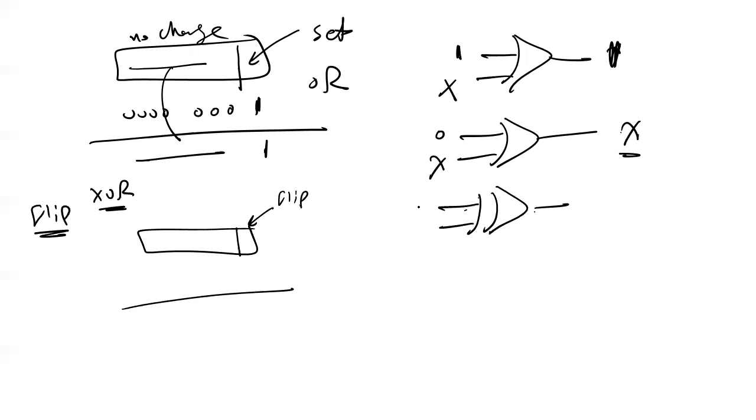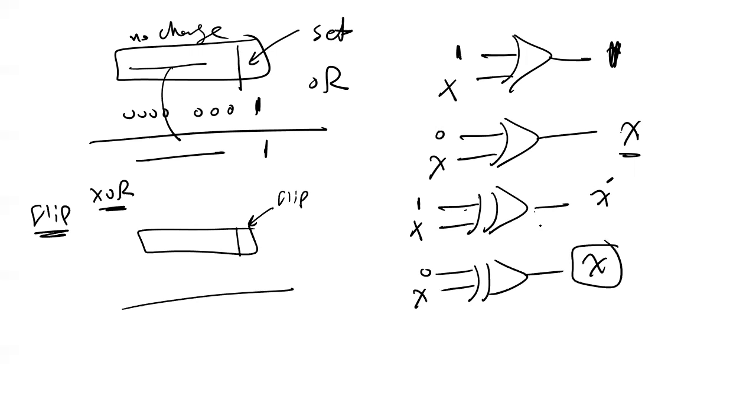If you put 1 here, x XOR 1, I'm gonna get x prime. Is that okay? X prime means 1's complement of this bit. So if this bit is 0, I'm gonna get 1. If it is 1, I'm gonna get 0. Is that okay? Same thing. If you put here 0, x XOR 0, I'm gonna get the same x. This is how XOR works.